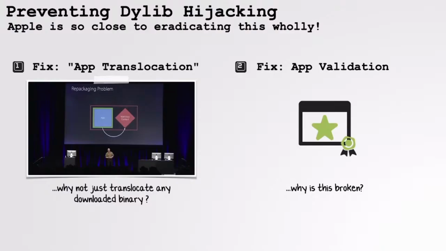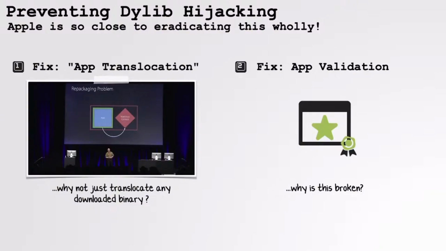So first, fix app translocation. I have no idea why this is still broken in 2026, right? The symlink trick just bypasses it completely, and that's a silly trick. So why not just translocate any downloaded binary? So hopefully they fix app translocation.